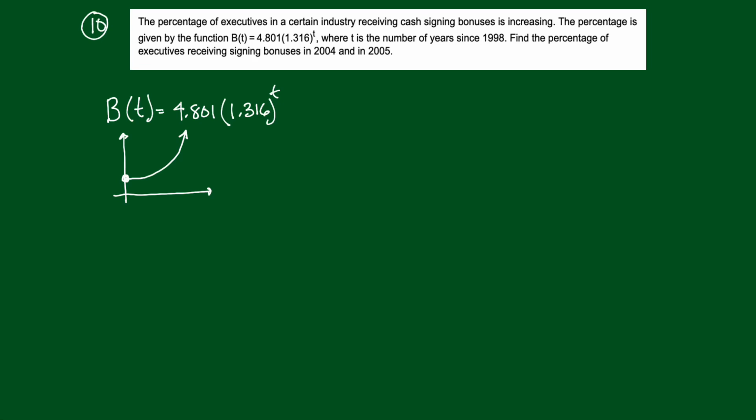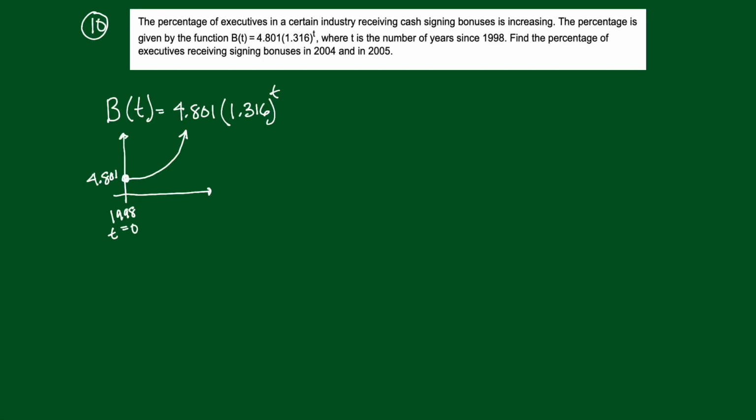We start at t equals 0. If you put 0 in here, a number to the 0 power is 1. 4.801 times 1 is 4.801. So this number right here is 4.801. So when does everything start here? 1998. So this is in 1998, or t is equal to 0, because t is the number of years since 1998. Okay, so I got a lot of information from that problem already.